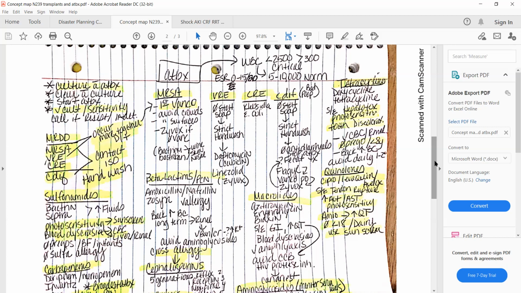MRSA and VRE occur more together. Do you see that right here? If we talk about those, MRSA first line is vancomycin. How many of you see vancomycin all the time? We're giving it constantly. If we're thinking of MRSA, they should avoid crowds and avoid touching surfaces. That's just good practice. Zyvox is second line, if they can't have vanc. So anytime I see Zyvox ordered, I think as the nurse, is the patient allergic to vancomycin, or do they have VRE with this MRSA? Do they have them together?